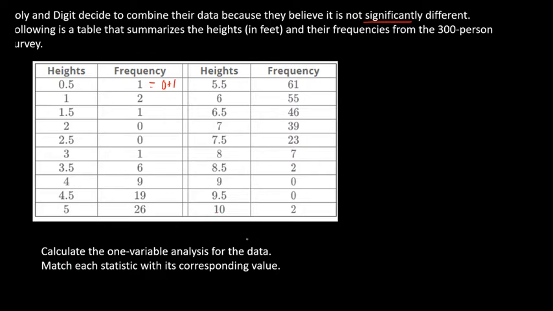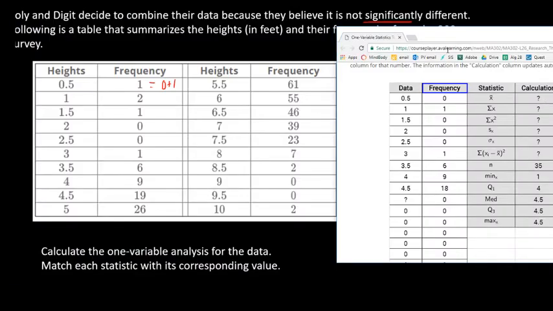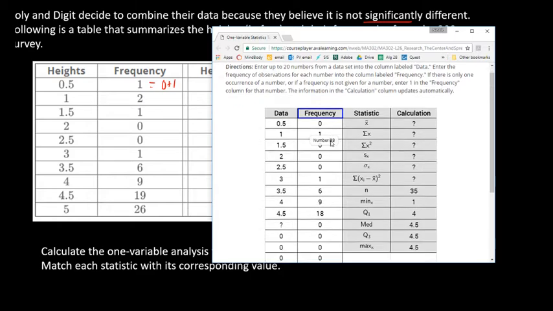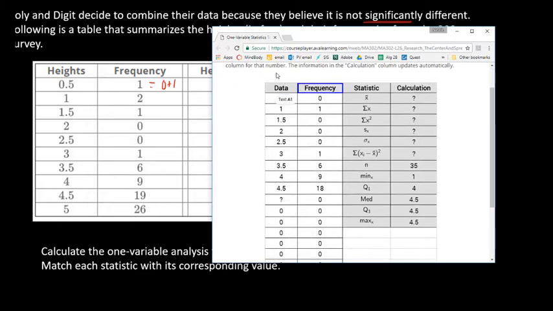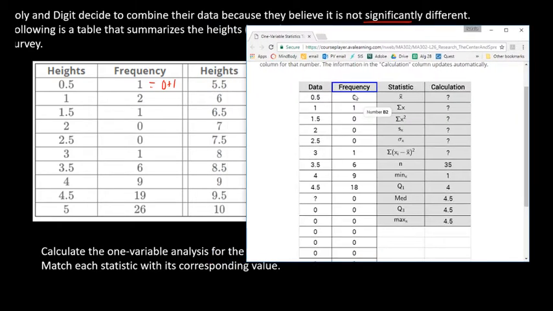The thing you need to do is calculate the one variable analysis for the data, and match each statistic with its corresponding value. So you're doing the same thing here. Once again, you're going to want to pull up your one variable statistics tool. And once again, you won't have to change the data column at all. You'll just go back through and change all your frequencies. Double check everything as you go. Remember that this does not quite work the same way as an Excel sheet does. So you'll want to double check your numbers to make sure that you've entered them correctly, because this tool just doesn't work quite the same way as Excel.